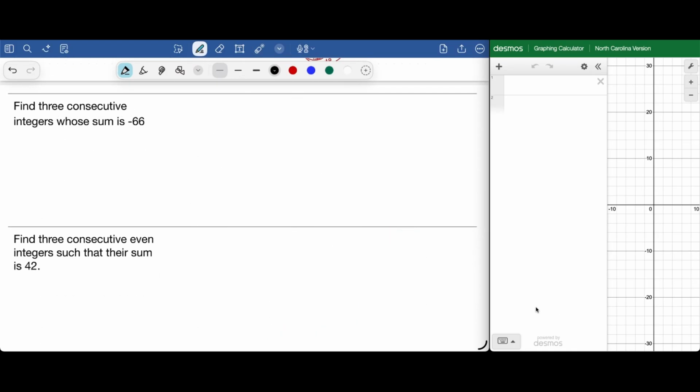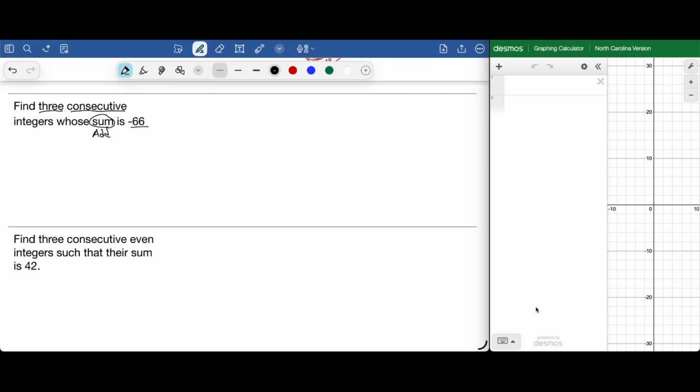All right, so for our first example, it says find three consecutive integers whose sum is negative 66. So we read the problem. We're going to pick out what is important. Like they said, the word three. Three means we're looking for three numbers. Okay. Consecutive means they have to be in a row. Their sum, which we're going to find out means add, is negative 66.